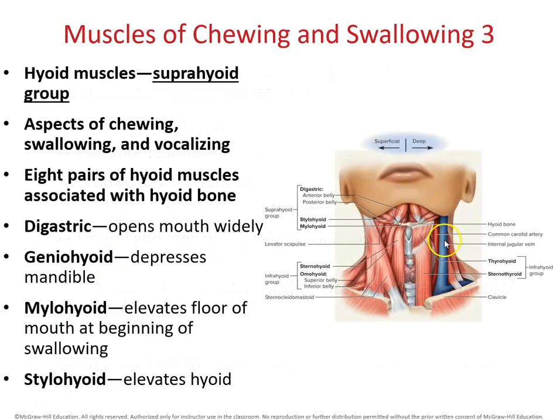Okay, and down into your throat, we have things more involved in swallowing than chewing per se. Okay, so the hyoid muscles, specifically the suprahyoid group. Okay, so here is your suprahyoid group. The digastric, these are the muscles that allow you to open your mouth widely. The geniohyoid allows the jaw to come down. The mylohyoid changes the elevation of the floor of your mouth so that you can swallow. And then the stylohyoid has some influence on the hyoid bone itself.